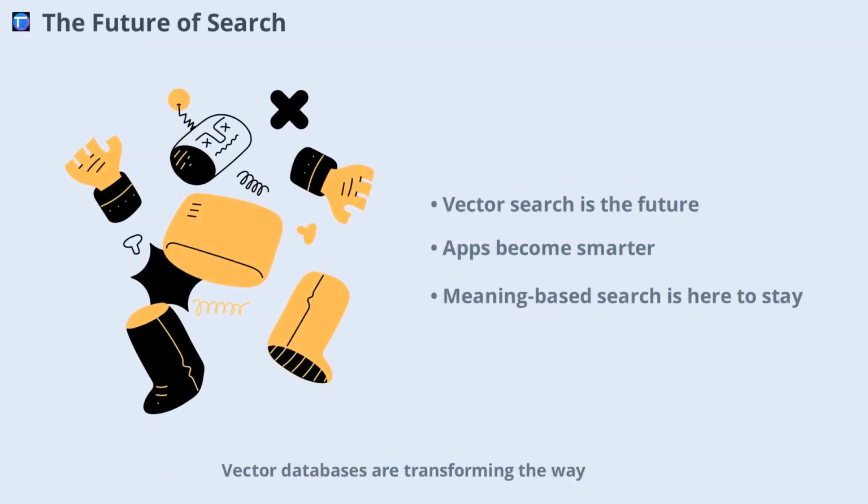Vector databases are transforming the way we search and interact with information. By enabling computers to understand meaning, not just words, they're making apps smarter and more helpful. Once you've experienced a search that understands your intent, it's hard to go back to the old way. As you continue your journey in tech, keep an eye on vector databases. They're not just a trend, but a fundamental shift in how we connect with data. The future of search is here, and it's powered by meaning.